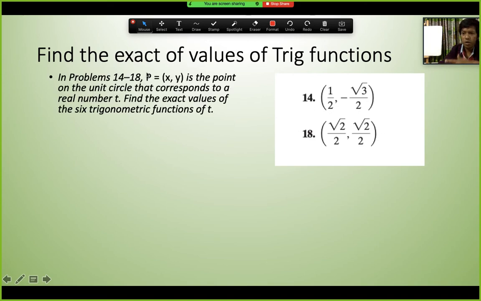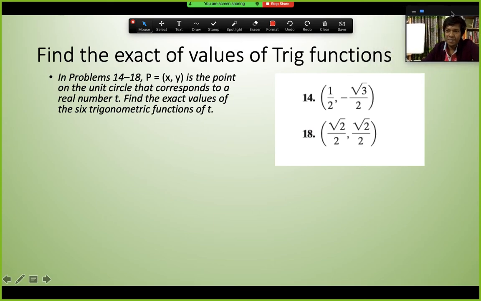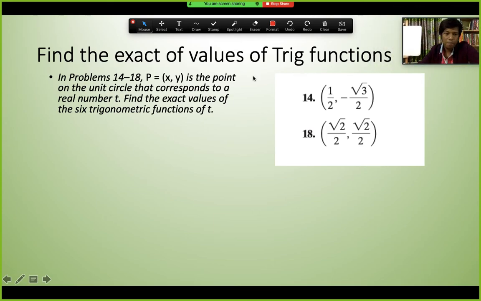Find the exact value. We are almost at the end of today's video. This is a question from the book, number 14 to 18. In problems 14 to 18, P(x, y) is a point on the unit circle, and our question is to find the trigonometric function values. Suppose sine theta equals what? Sine of t. Why t? Because the number is given as t instead of theta in the question. That's why we are writing sine t. So sine t equals what, or cos t equals what?